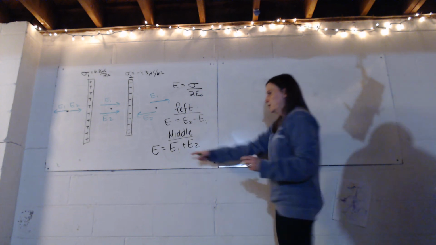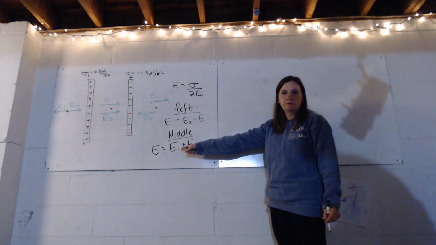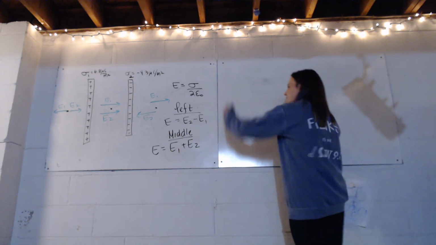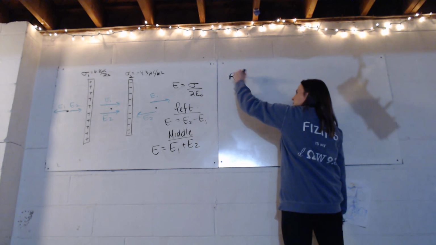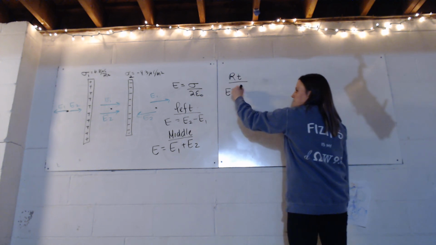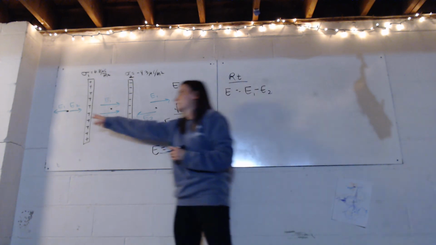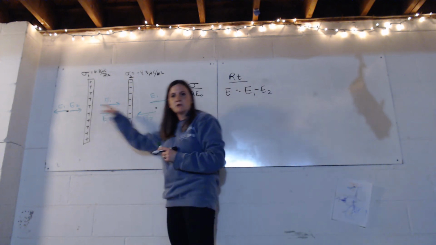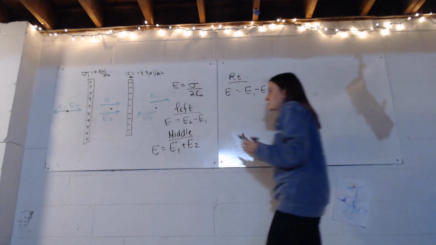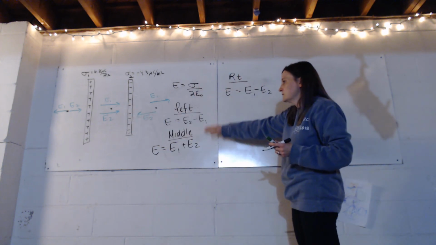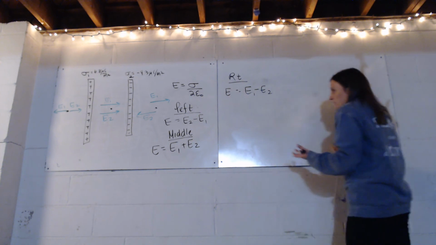Okay, in the middle, they're both pointing right, so I'm going to say it's plus. And then on the right side, the total is going to be equal to E1 minus E2. So again, to get these values, I'm just looking at what direction the arrows are pointing in. Okay, so I just go find each of those electric fields and I add or subtract to get my answer.